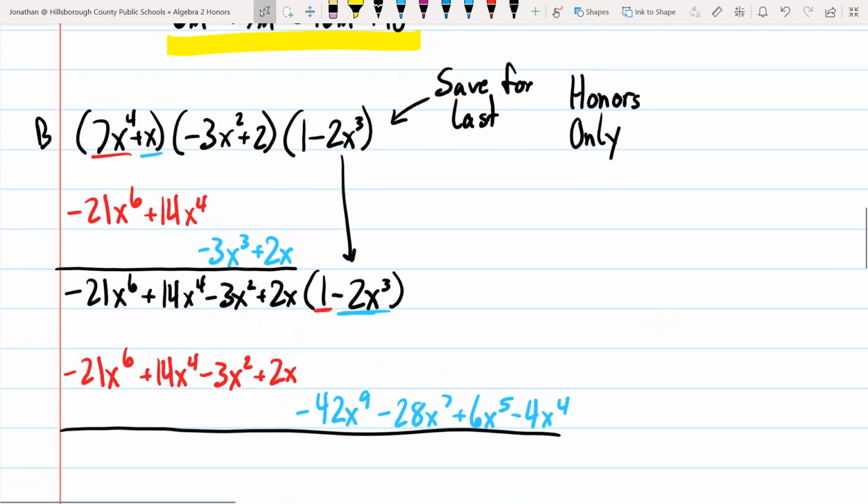This next part is for my honors only students, so if you are not in Algebra 2 honors, feel free to go to the next part. Okay.